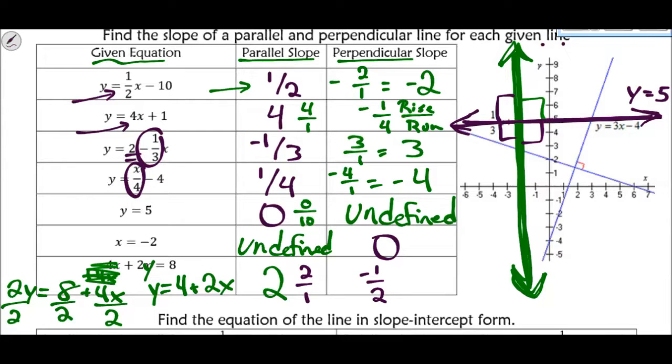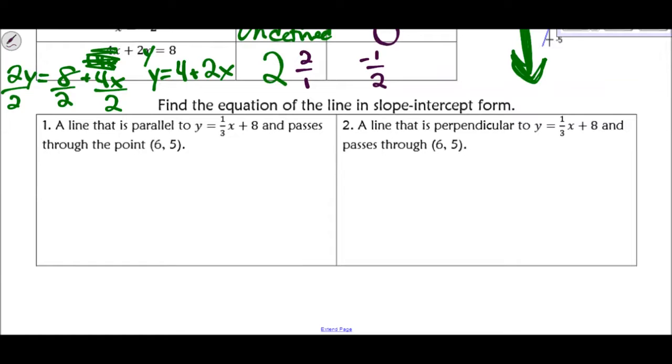All right, so now we're actually going to have to use the fact that parallel lines have the same slope, and perpendicular lines have opposite reciprocal slopes, to find a new equation. So on this first one it says, well, first off we want to find the equation in slope-intercept form.